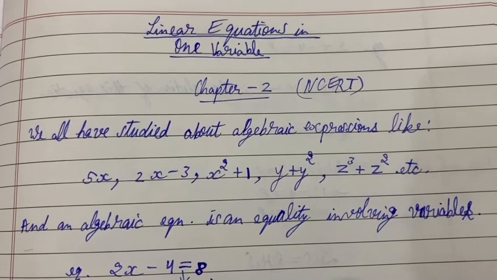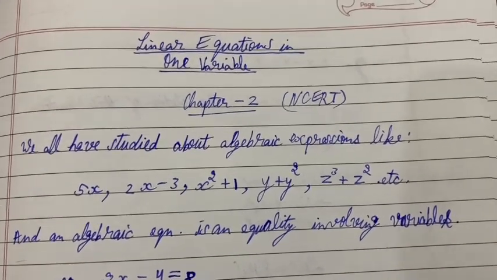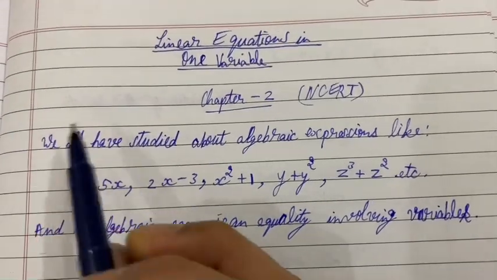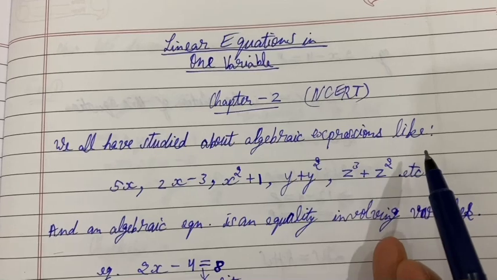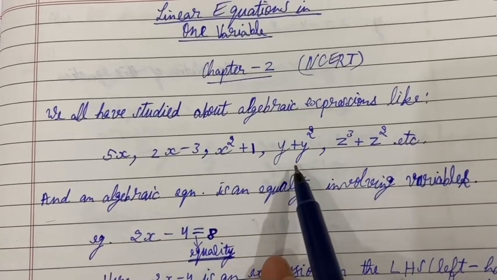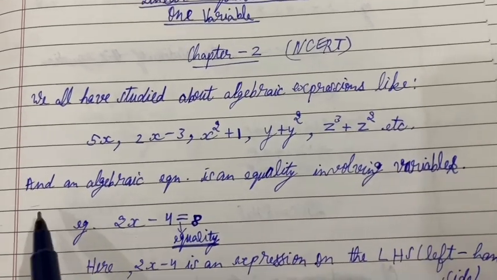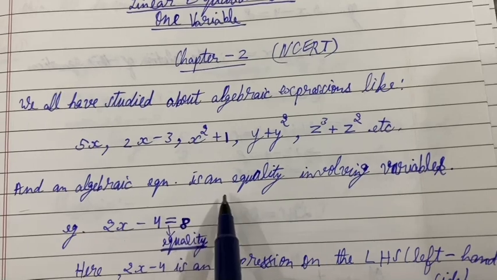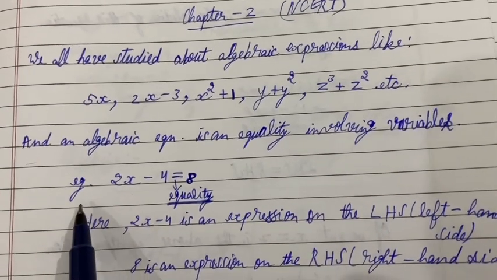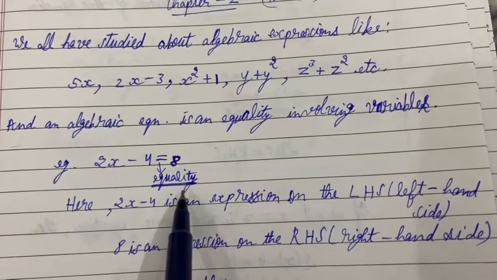Today we'll start a new chapter, chapter number 2 of NCERT, linear equations in one variable. So let's start. We all have studied algebraic expressions like 5x, 2x minus 3, x square plus 1, y plus y square, z cube plus z square, etc. And an algebraic equation is an equality involving variables. For example, 2x minus 4 equal to 8, where the equal to sign is equality.